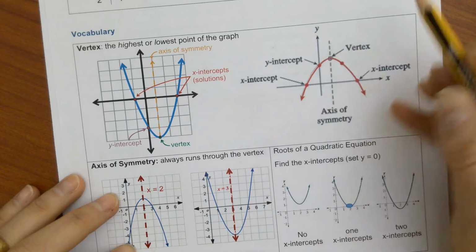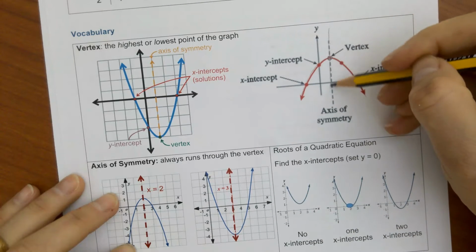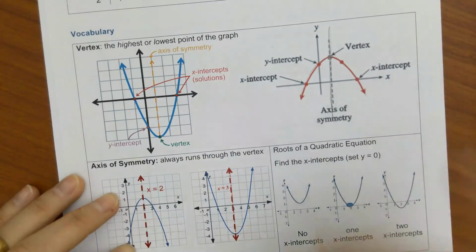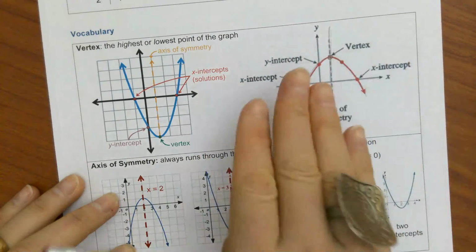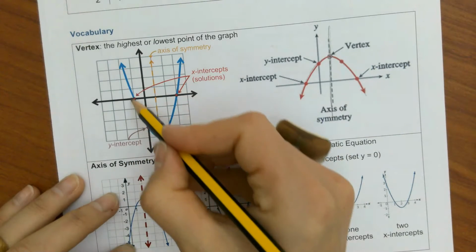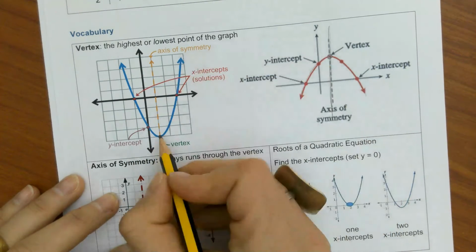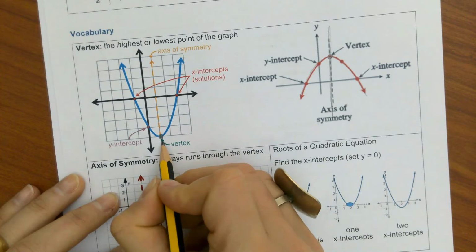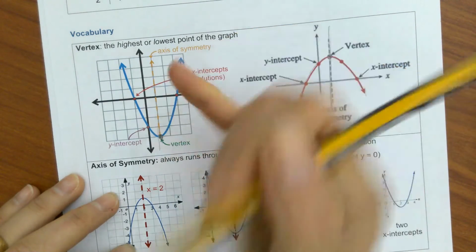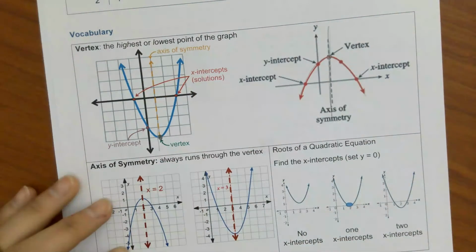It's at the very top. And then here's the axis of symmetry. The axis of symmetry is just a line that cuts my parabola exactly in half, and it's the same on both sides. So here's a parabola that opens up. Here is my vertex at the bottom. And the axis of symmetry is this yellow line here. It just cuts it in half.